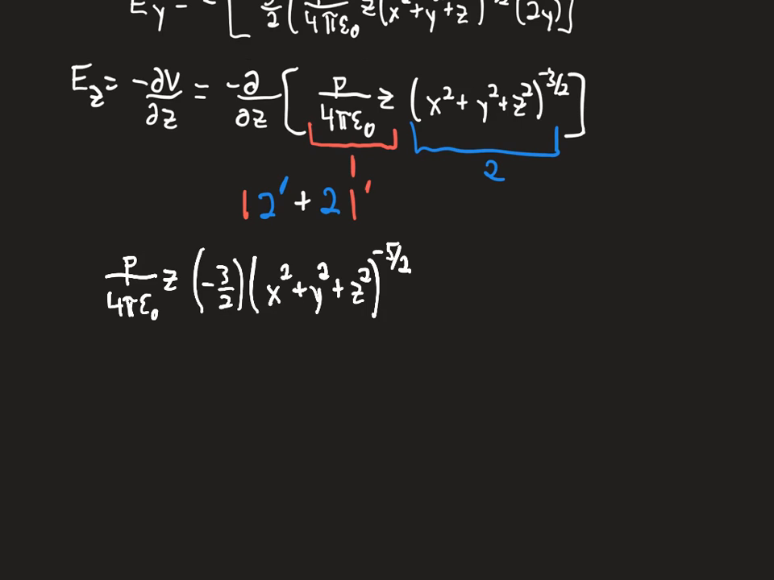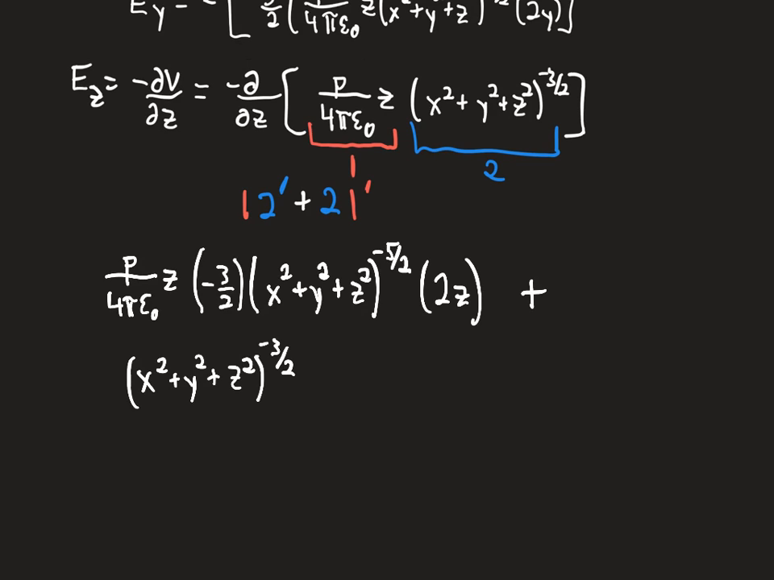Raise that up to the negative 5/2. And then what do I have to do next? Take the derivative of the stuff in the middle. What's the derivative of x squared with respect to z? 0. Y squared with respect to z? 0. And z squared? 2z. Times 2z. So that's the first times the derivative of the second. Now I need to add the second. What's the second piece of that whole thing? X squared plus y squared plus z squared to the negative 3/2. And now I need to take the derivative of the first term.